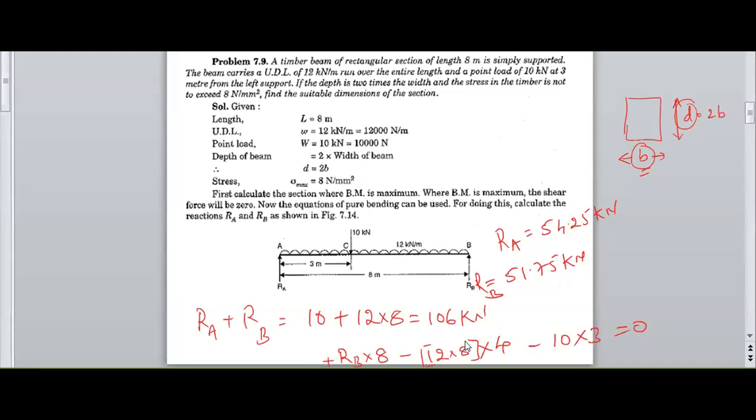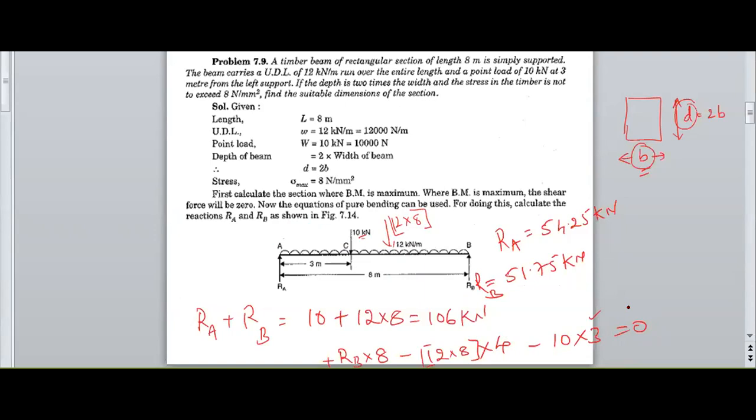And 12 into 8 is another converted point load, and the distance is 8 by 2, which is nothing but 4. And another point load of 10 kilonewtons, and its distance is 3 from A. So the sum needs to be 0.